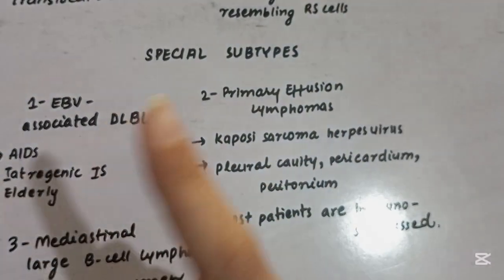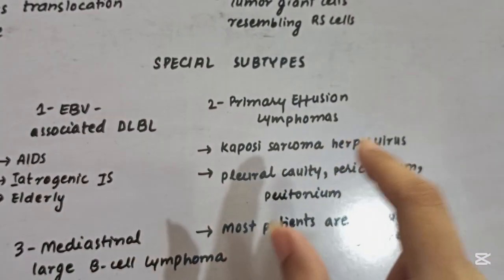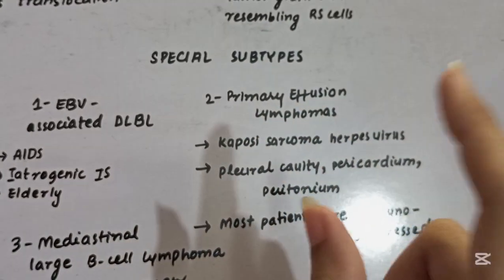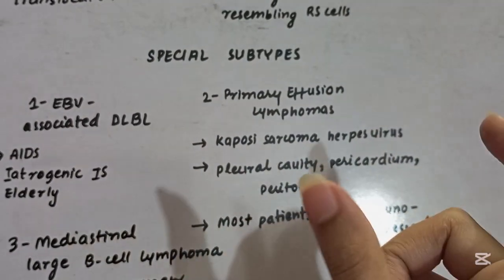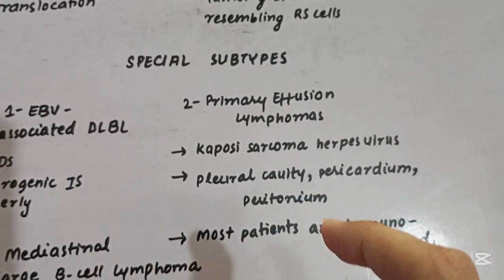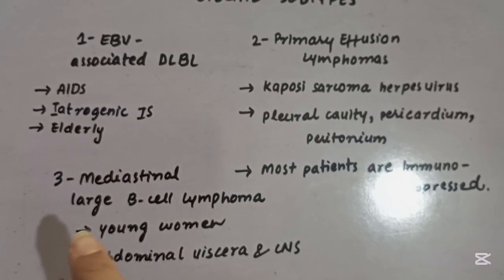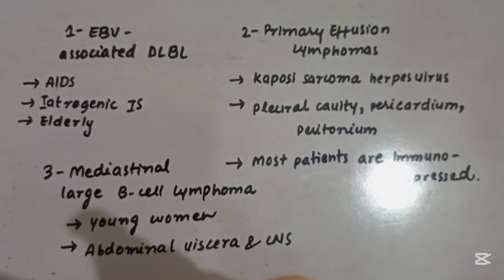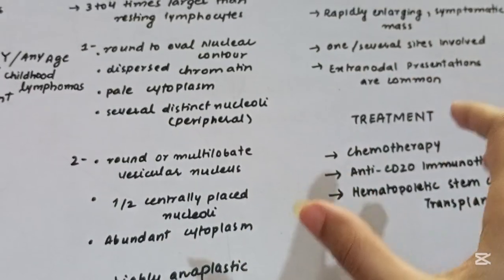It actually occurs because of a virus, that is Kaposi sarcoma herpes virus, KSHV, which is also known as human herpes virus 8, HHV8, and it arises in cavities like the pleural cavity, pericardium, or peritoneum. Here in this case also, most patients are immunosuppressed. Third type, we have mediastinal large B-cell lymphoma, and it occurs mostly in young females, and it spreads mostly to abdominal viscera and CNS.